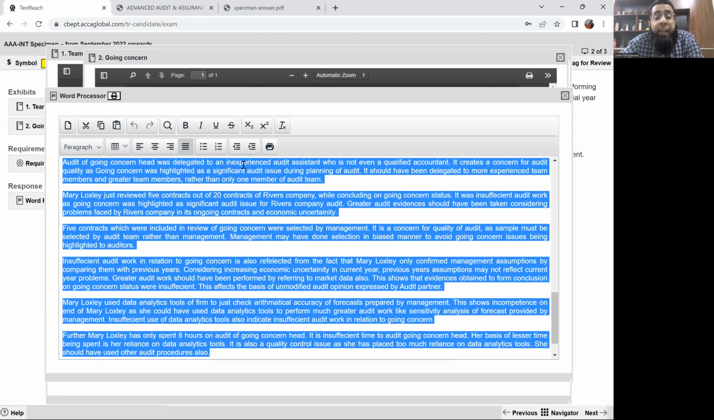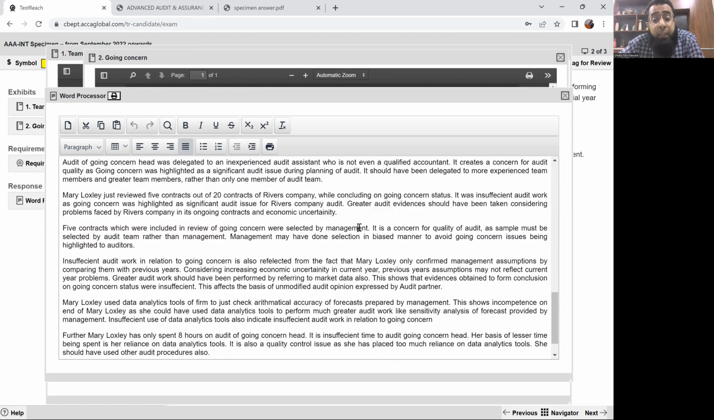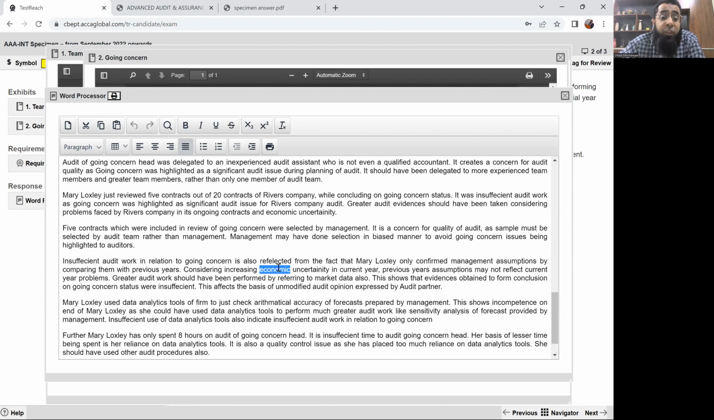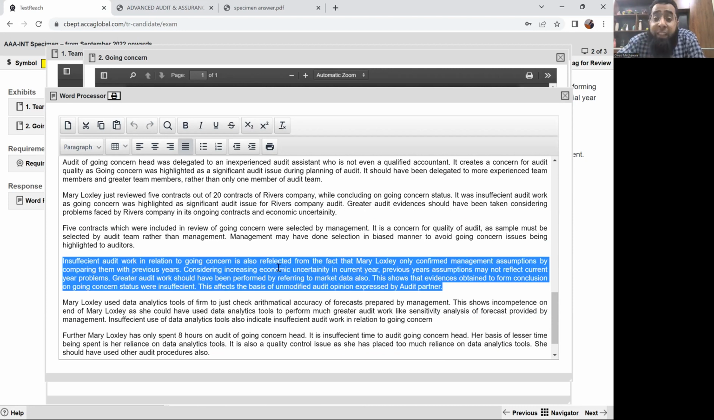So first of all, we highlighted the issue that it was delegated to an inexperienced audit assistant who is not even qualified. Then we referred that only 5 contracts were reviewed out of 20. Those 5 contracts were also selected by the management, so sampling should have been done by the auditor. Then we referred that she only referred to the previous years. She should have referred to the market data.